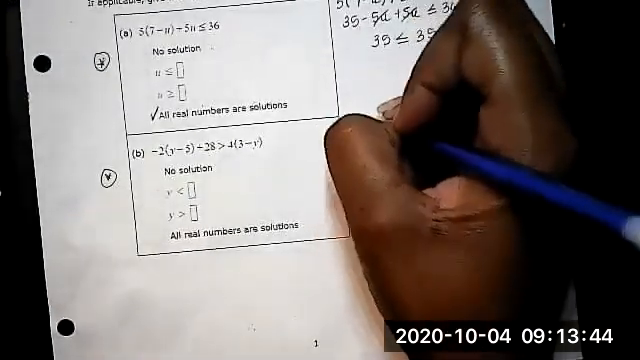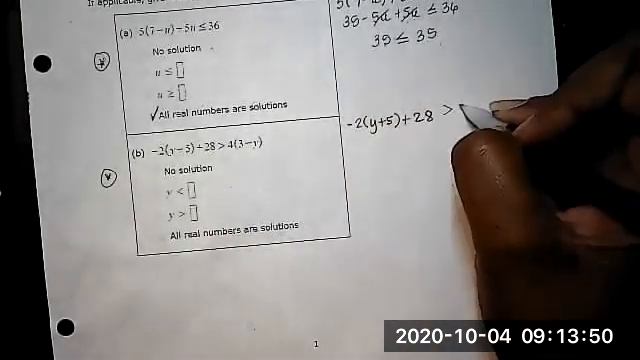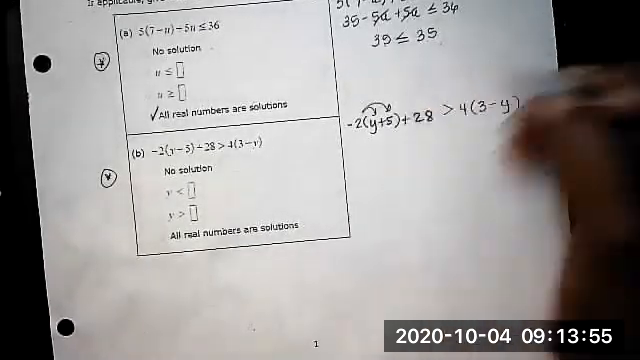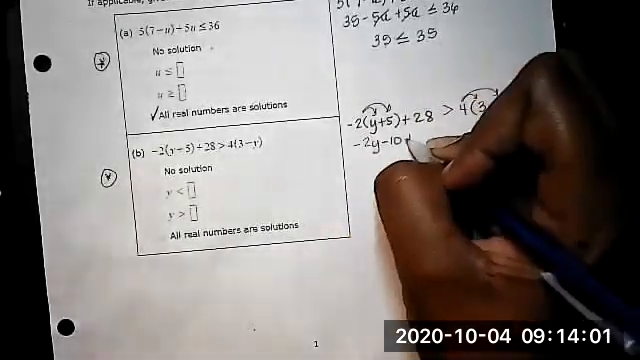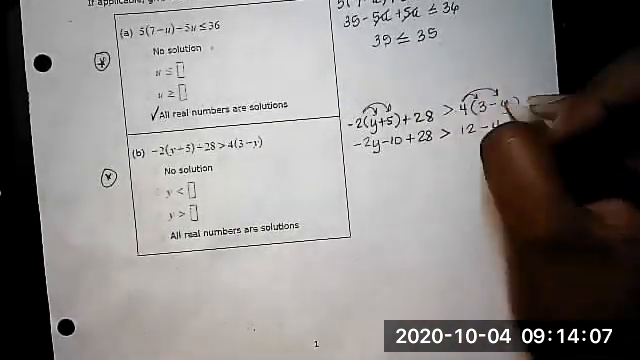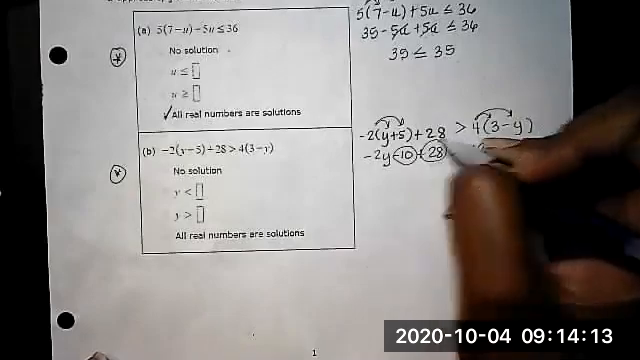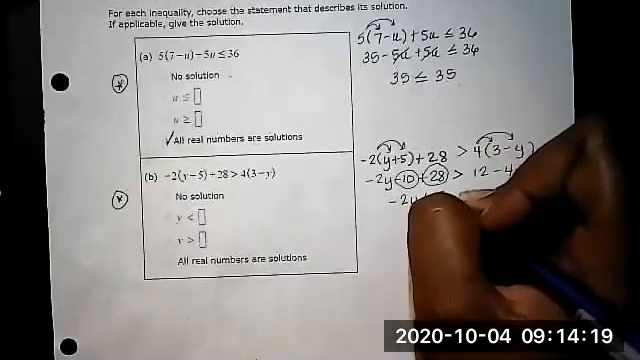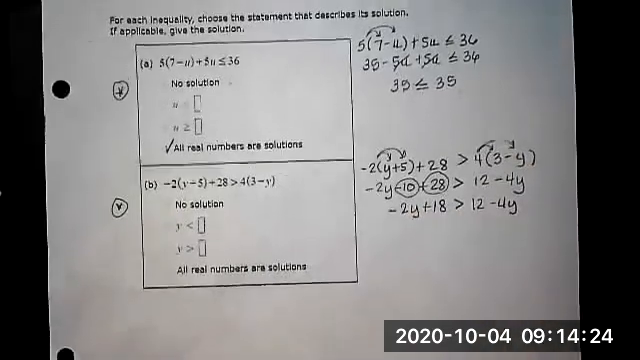It has negative 2 times (y plus 5) plus 28 is less than 4 times (3 minus y). We're going to first start by distributing on both sides. This becomes negative 2y minus 10 plus 28 is less than 12 minus 4y, because of when I multiply there. Combine like terms when they're on the same side. This negative 10 and positive 28, okay? It looks like negative 2y plus 18 is less than 12 minus 4y, okay?